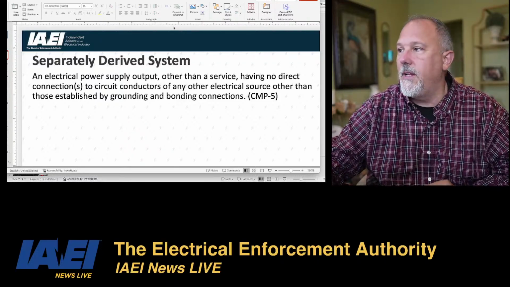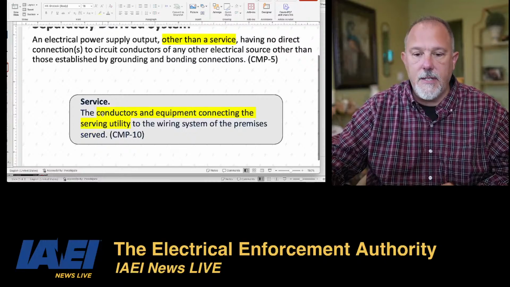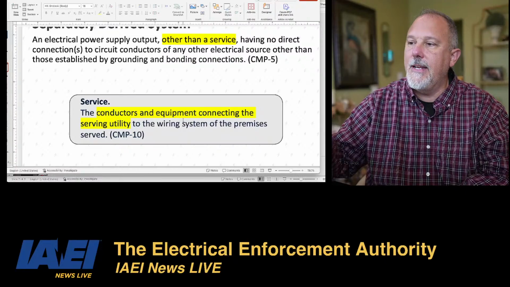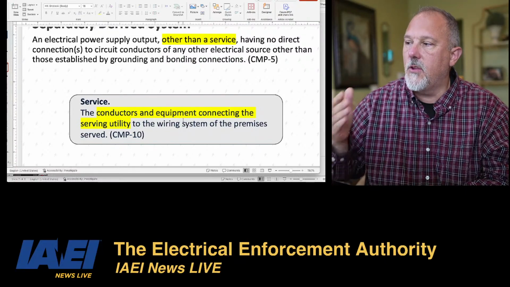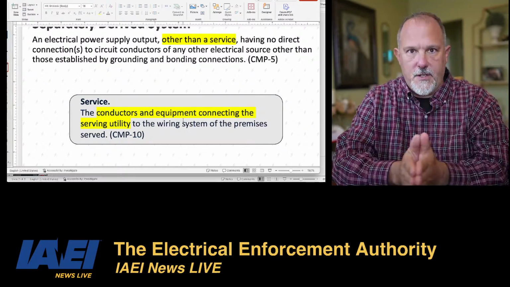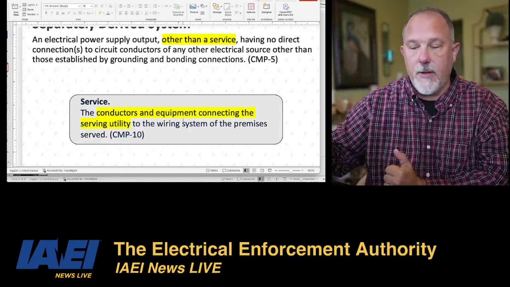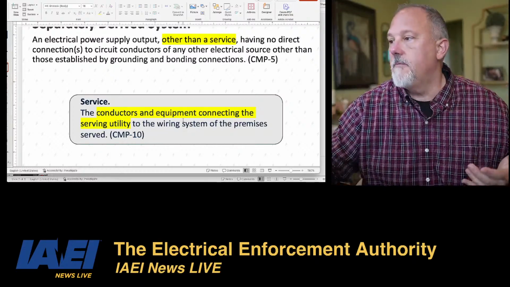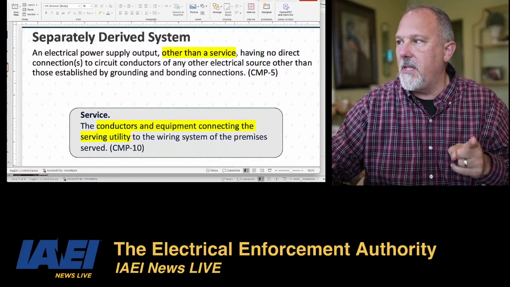And what is a service? A service constitutes the conductors and equipment connecting the serving utility to the wiring system of the premises served. So we know what a service is: the conductors and equipment that connect the serving utility with the premises. So "other than a service" is a critical piece of the pie.